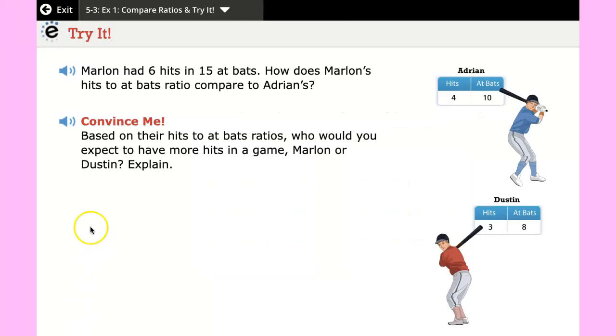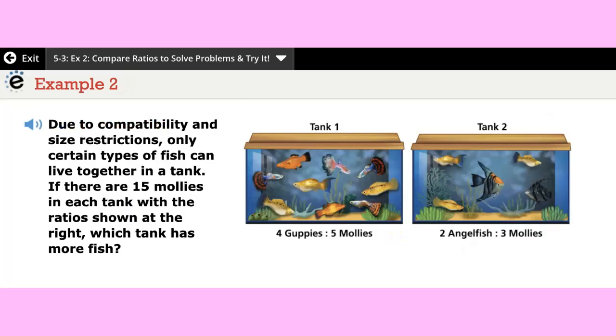I want you to try this. Marlon has 6 hits in 15 at-bats. How does Marlon's hits to at-bats ratio compare to Adrian's? I want you to compare their hits. Okay? Good luck. Here's another problem that we could work on.